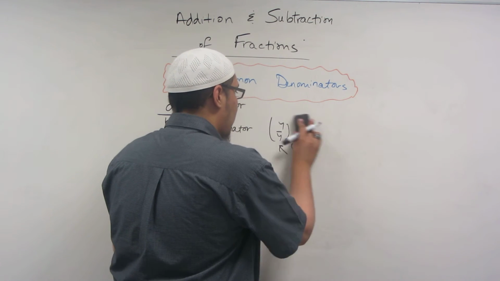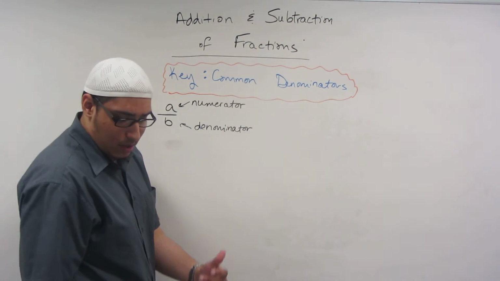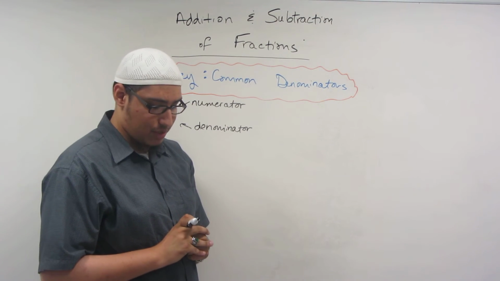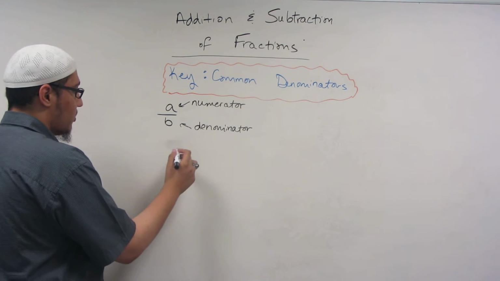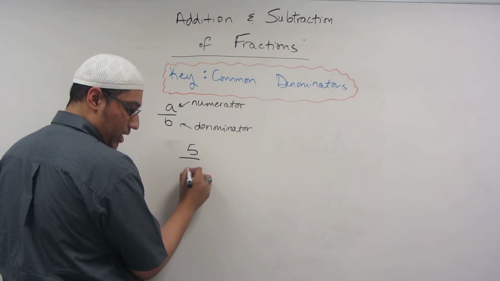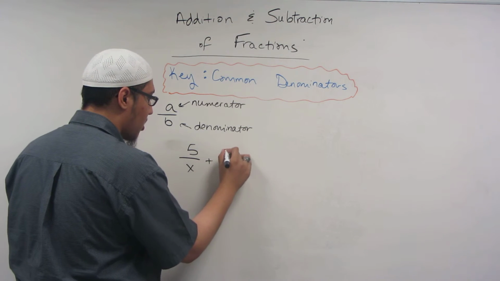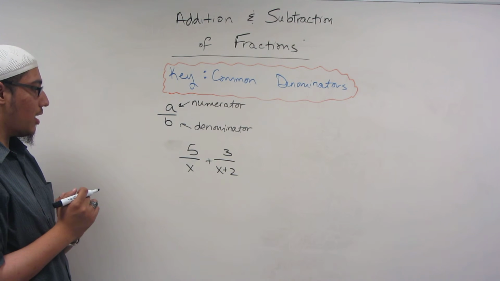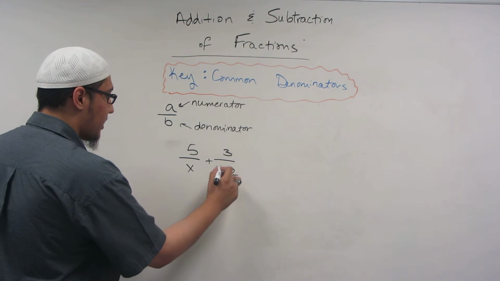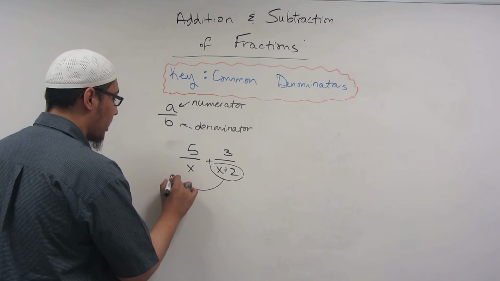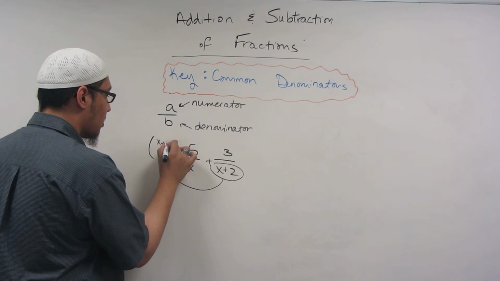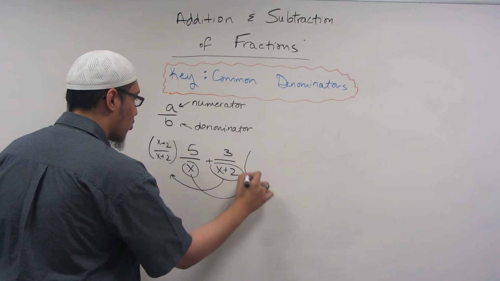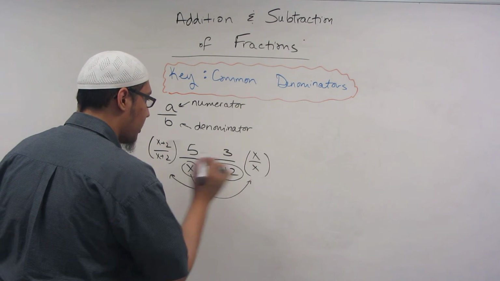Now, right now we were just working with numbers. So let's try to change this and work with some variable terms. We'll do 2 of these problems. We have 5 divided by x plus 3 divided by x plus 2. Again, same step. Take this denominator right here, multiply it top and bottom, x plus 2 divided by x plus 2. And this denominator, multiply it right here, x divided by x.